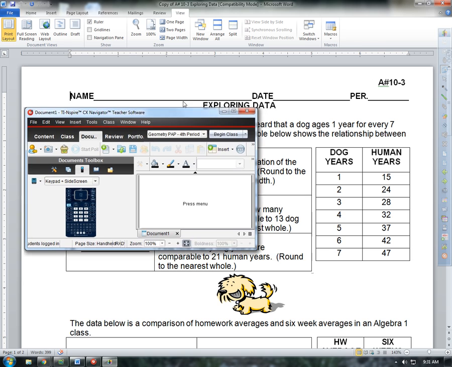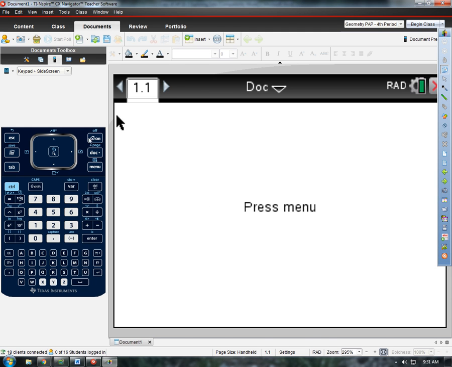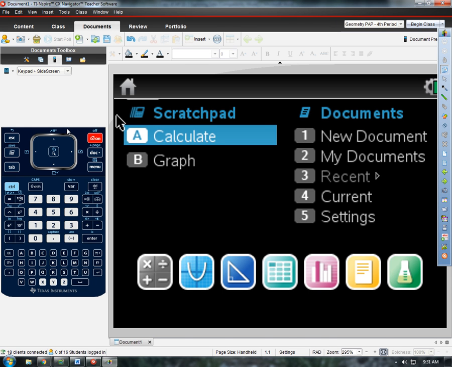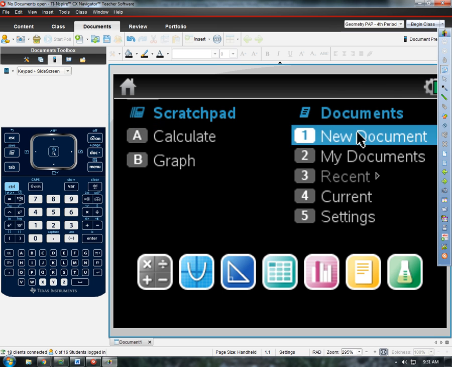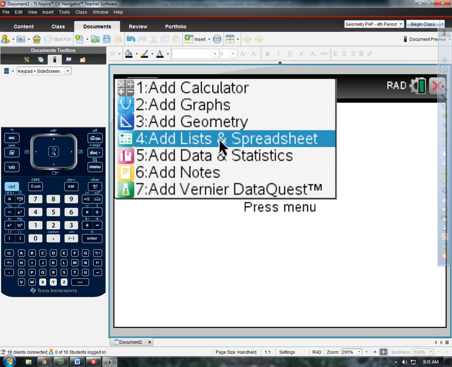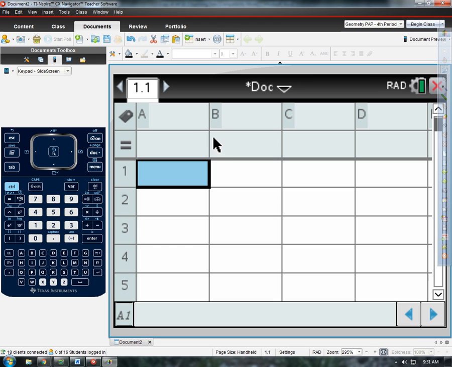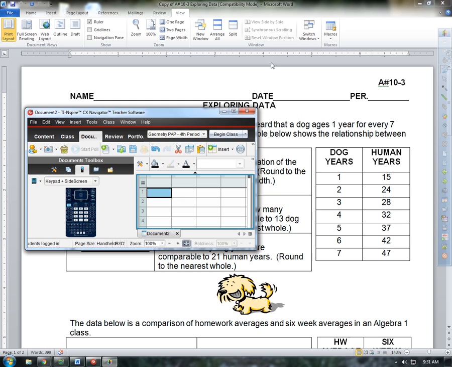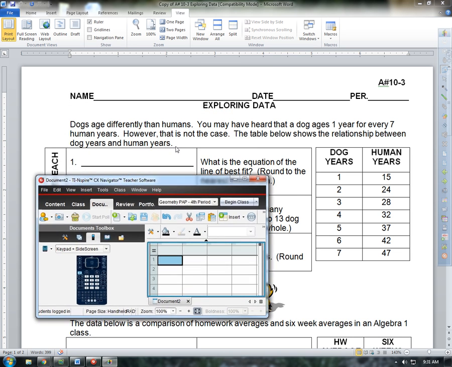So, here's your calculator. First thing that you should do anytime that you have a calculator in your hand is do new document. And then I'm going to add a list and spreadsheet. Make sure that you're taking notes on each step on how to do this. I will be doing a note check in my class tomorrow. Okay, so I'm going to shrink this down just a hair so that I can see what's going on.